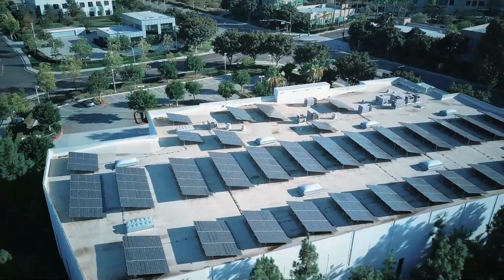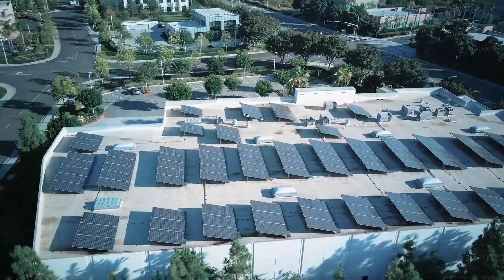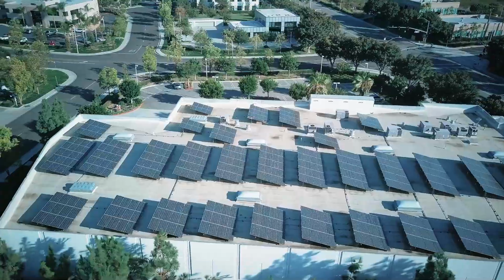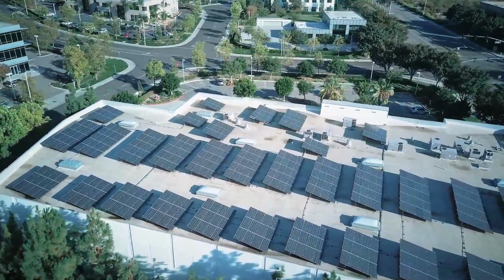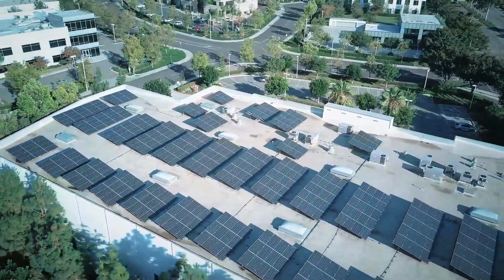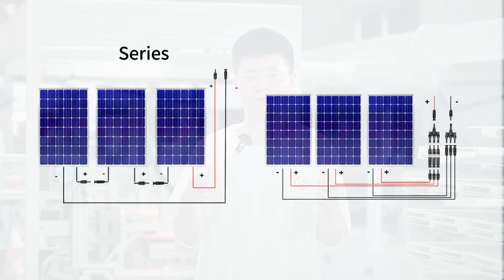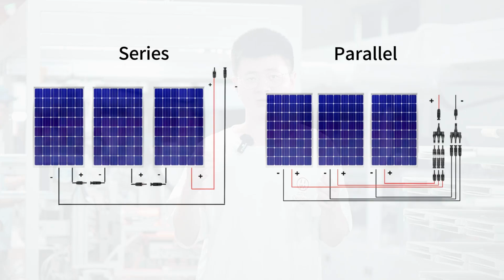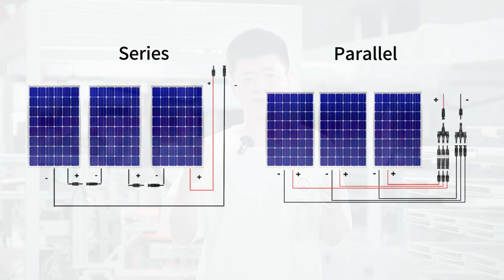On the other hand, solar panels connected in parallel will have an increased output current, but their output voltage will be the same. So, in short, for solar panels connected in series, you add up the voltage, while for solar panels connected in parallel, you add up the current ranges.